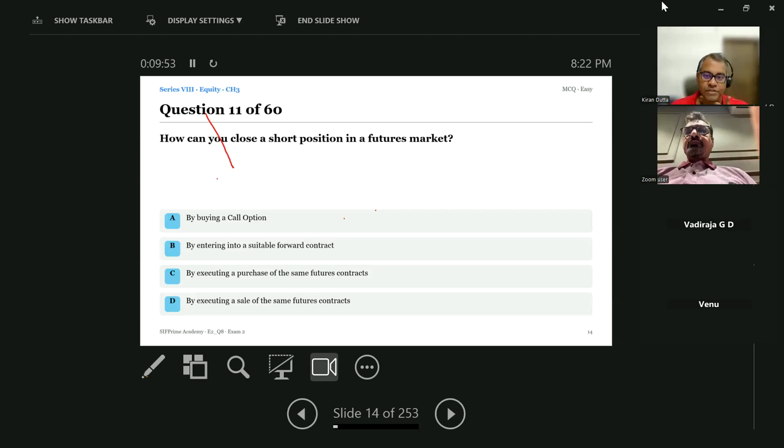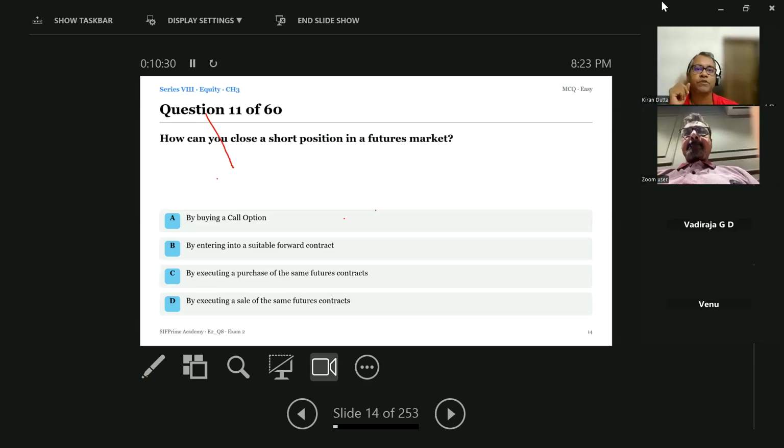No. People are getting confused, so let's go through the concept here, right? See, if I have a short position, what does it mean? I need to negate it, right? So that means I will purchase the same futures contract. I will take a buy position in it. Some people have mentioned a short position and buying a call option, that is hedging. That concept is hedging. I'm not doing hedging here, right? Now, the second thing is by entering into a suitable forward contract. What is he saying? Forward contract.